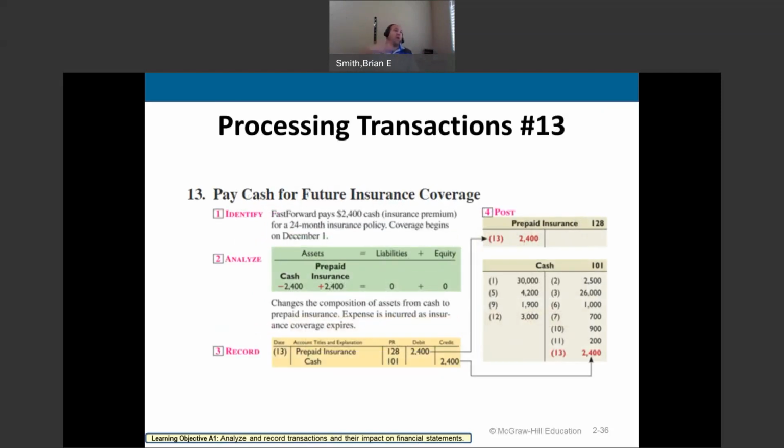And then what if we prepay some of our insurance? So we pay $2,400 for a 24-month insurance policy, $100 a month, basically. I think we do this somewhere like in November or something like that, but it doesn't say here. So we're going to debit our asset of prepaid insurance for $2,400 and credit our asset of cash for $2,400. We're basically turning our cash into a prepaid account.